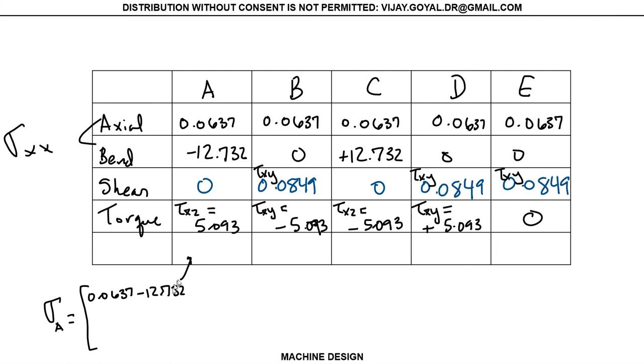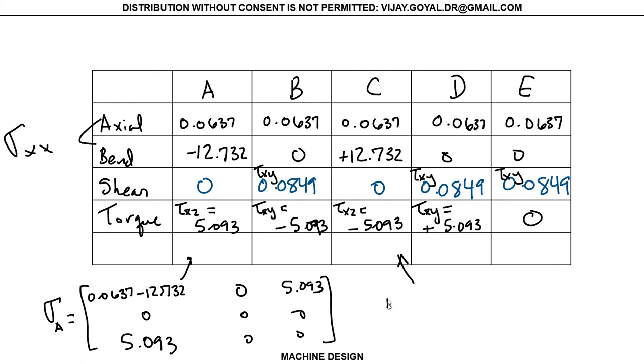That's bending. I don't have anything here. This is 5.093. Everything else is 0. 5.093. And you can see that almost every point acts like a plane stress problem, right? You can see it's all zeros. Typically, that's the behavior you're going to get.